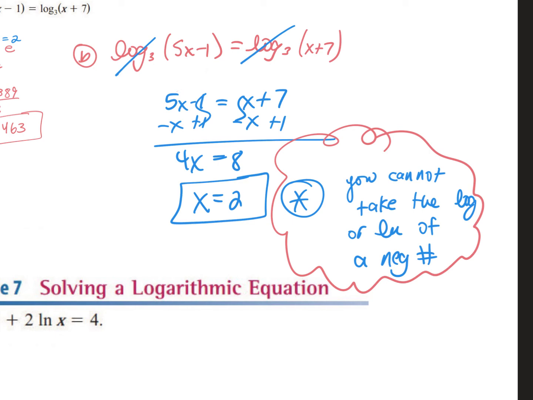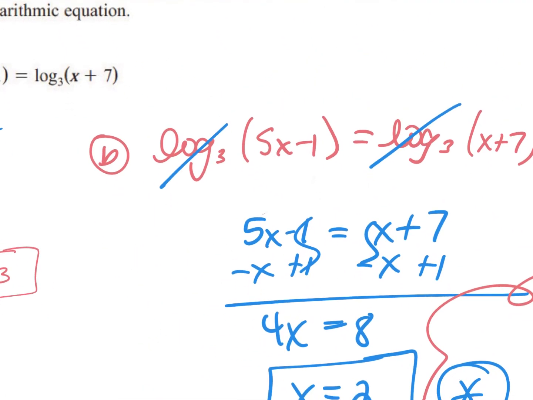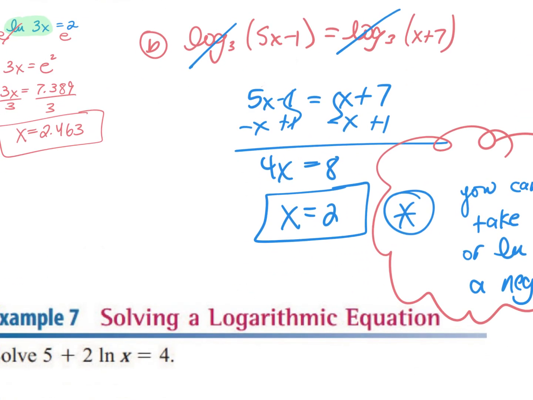So when you get a problem like this, you just have to make sure that your log does not become negative. If I plug 2 in here to the original, what's 5 times 2? 10 minus 1. 9. Is that negative? No, you're good. What's 2 plus 7? 9. Is that negative? No. Then you're good. If you were to plug that number in and either one of those became negative, your answer would be no solution. You guys are going to see that, so let's just be careful here.